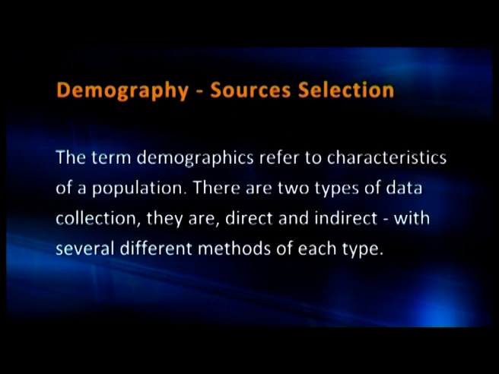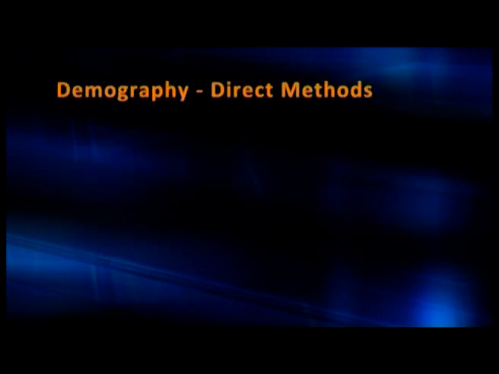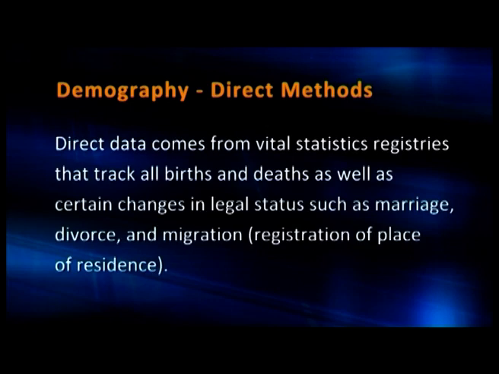The term demographics refers to characteristics of a population. There are two types of data collection. They are direct and indirect, with several different methods of each type. Direct methods. Direct data comes from vital statistics registries that track all births and deaths as well as certain changes in legal status such as marriage, divorce, and migration.